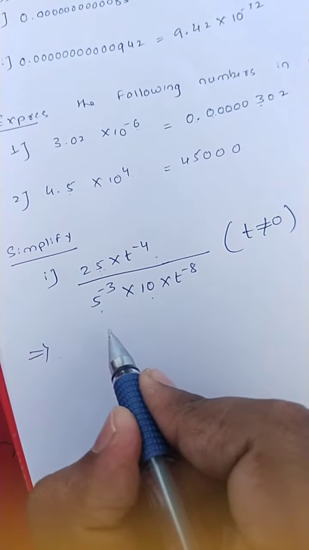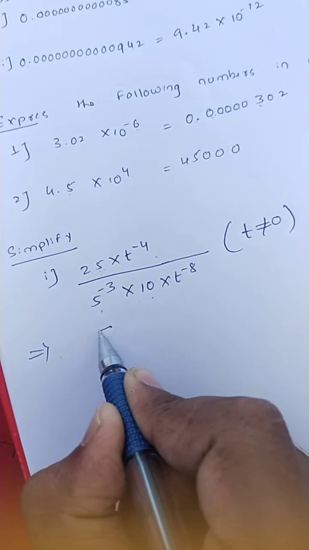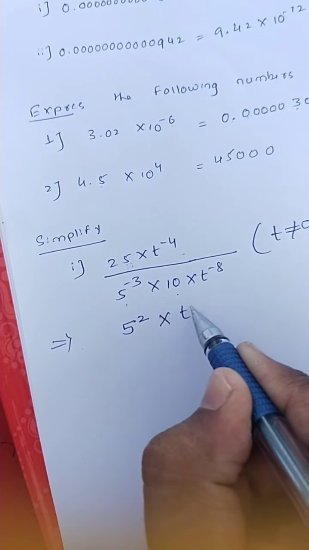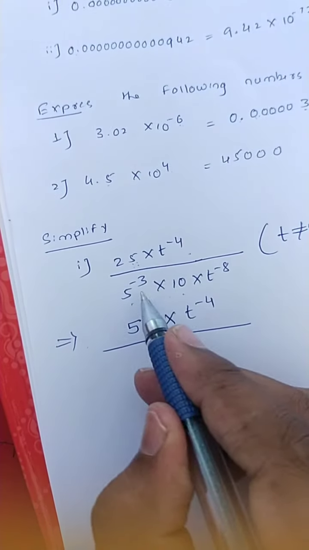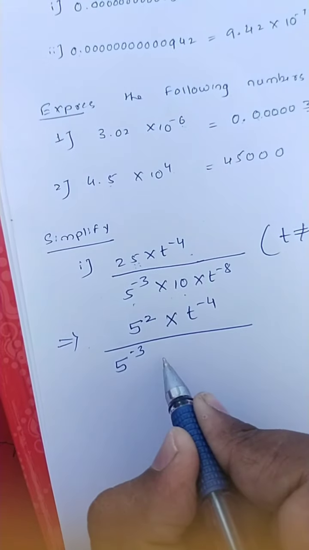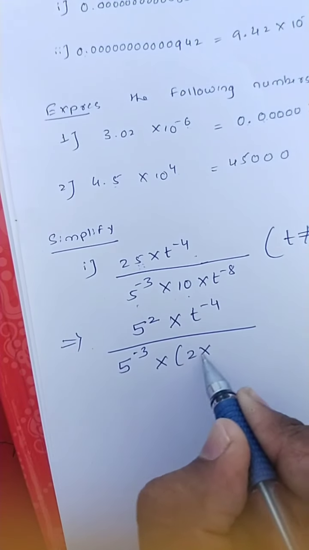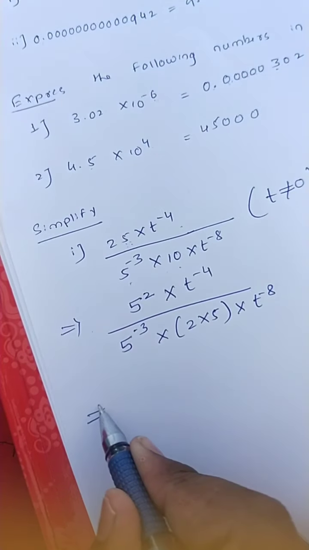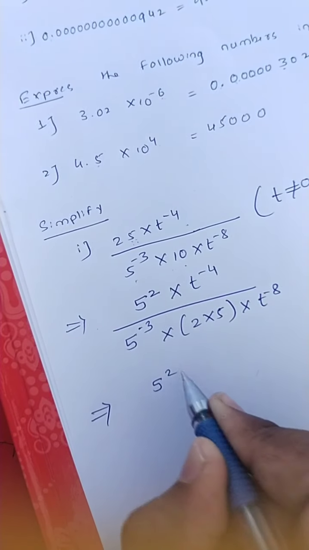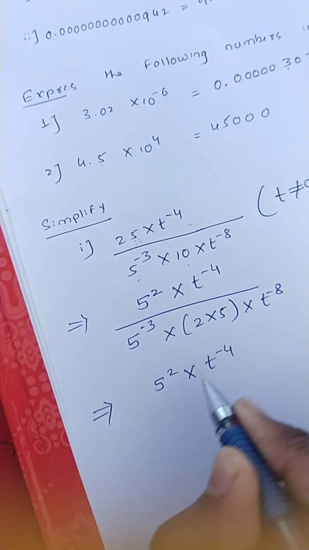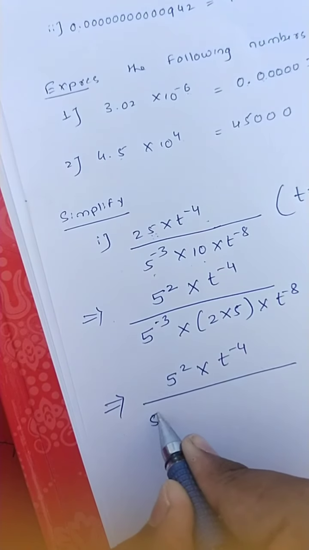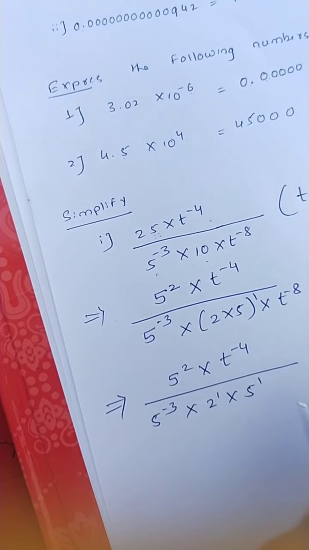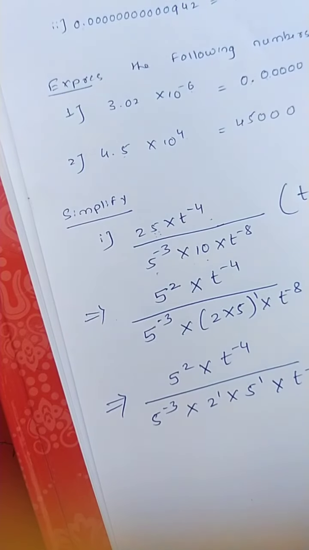First I will write this 25 in the form of an exponent, that is 5 square. Instead of writing 25, I will write 5 square into t raised to minus 4. Now 5 raised to minus 3 as it is, into 10. 10 I can write as 2 into 5, into t raised to minus 8. So write 5 square and t raised to minus 4 as it is, all divided by 5 raised to minus 3 into 2 raised to 1 into 5 raised to 1 into t raised to minus 8.